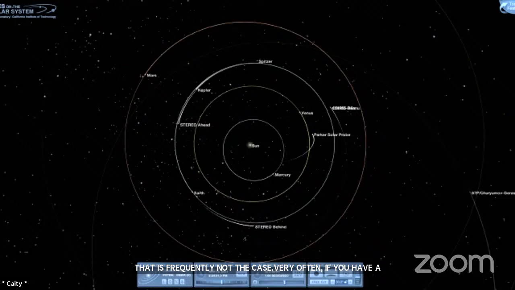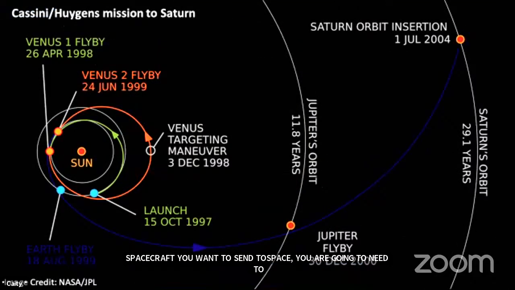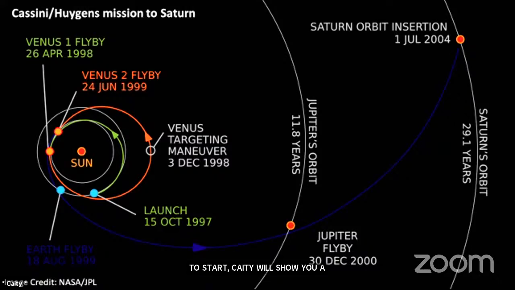And to start with this, Katie will show you the picture of the trajectory followed by my favorite spacecraft of all time, the Cassini spacecraft. Cassini launched from Earth in 1997. It flew by Venus twice, Earth once, and Jupiter once in order to reach Saturn. It took 7 years to reach Saturn because it had to do all of these gravity assists around the inner solar system to pick up the speed it needed to get to Saturn.